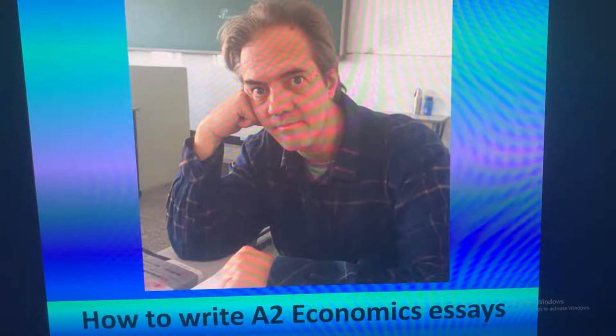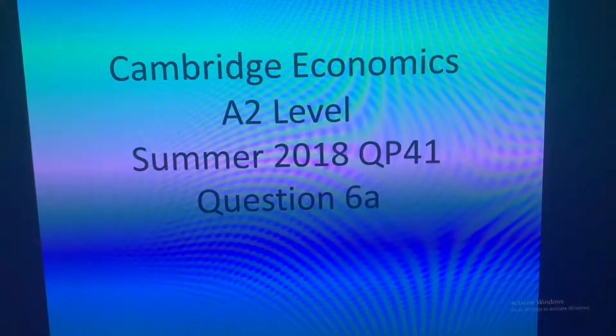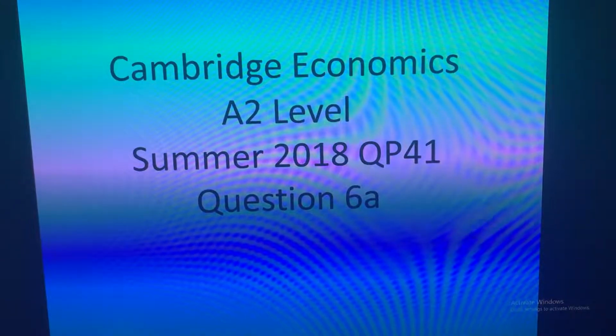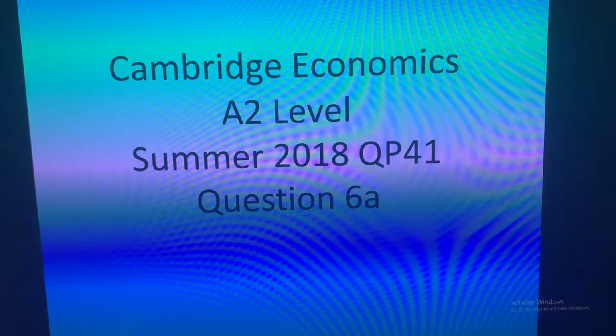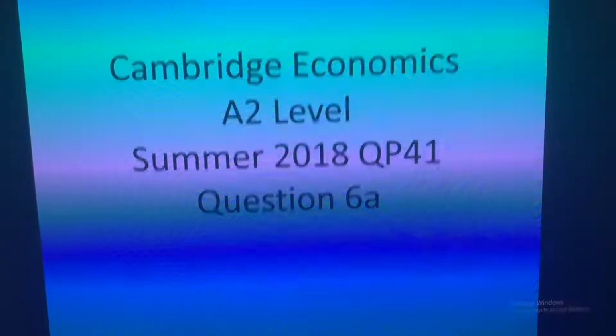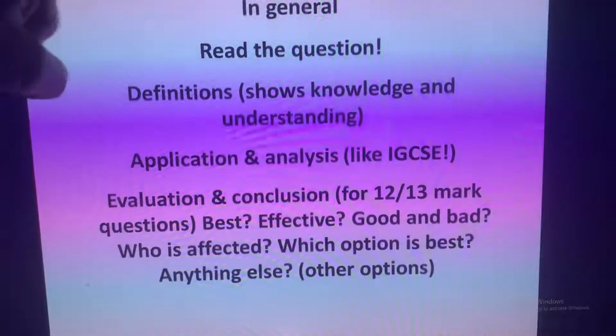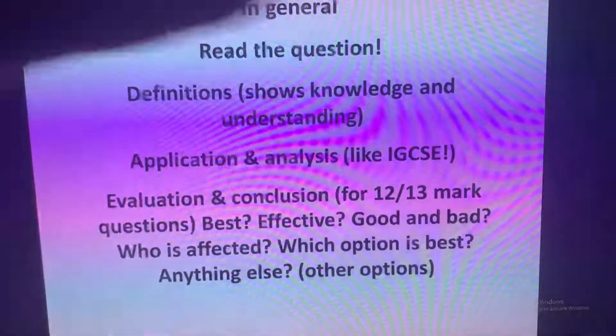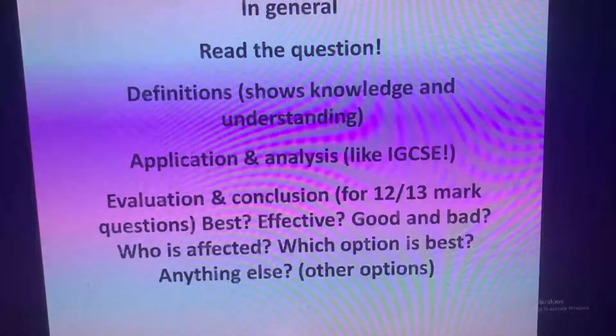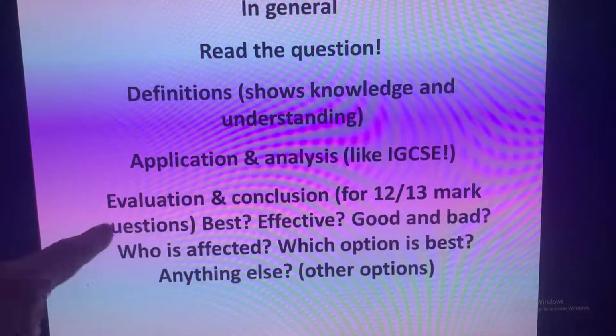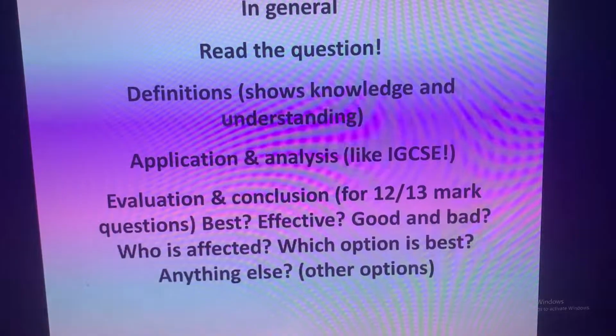Maybe you're in AS level. This still might be useful. This is the summer of 2018, question paper 41 and question 6a. Remember the general things. Read the question, make sure you understand the question, give them your definitions, do your application and analysis, and evaluate and make a conclusion.